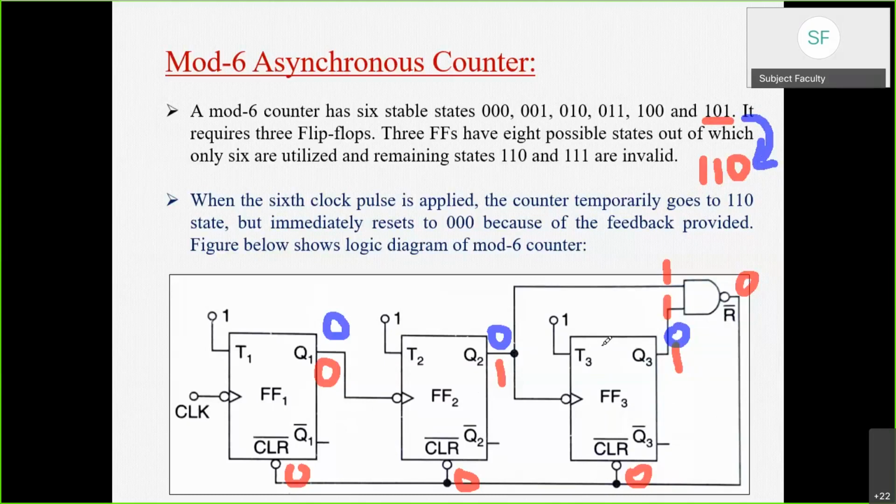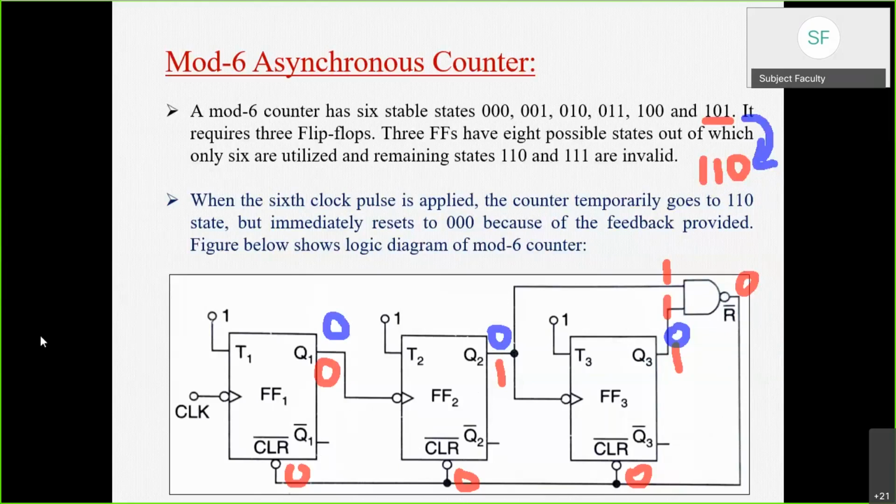Our counter will count only 6 states, because after 6, what is happening? Whenever it goes to the next sequence, that is 1, 1, 0, then at that sequence the reset will be enabled, and hence all the flip-flops will clear their outputs and your counter will reset itself.